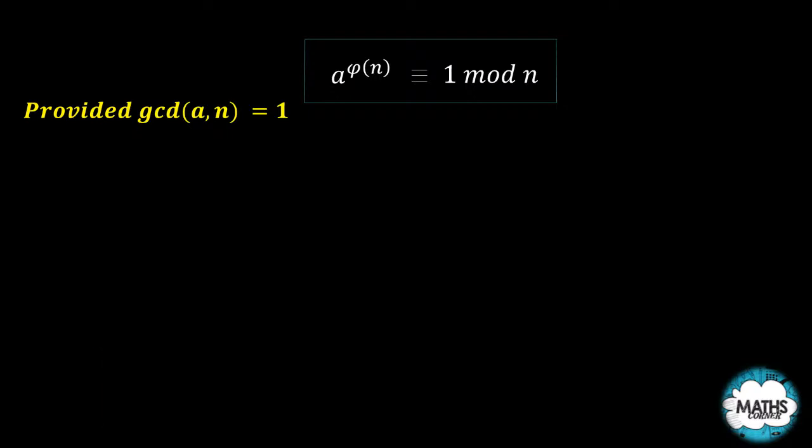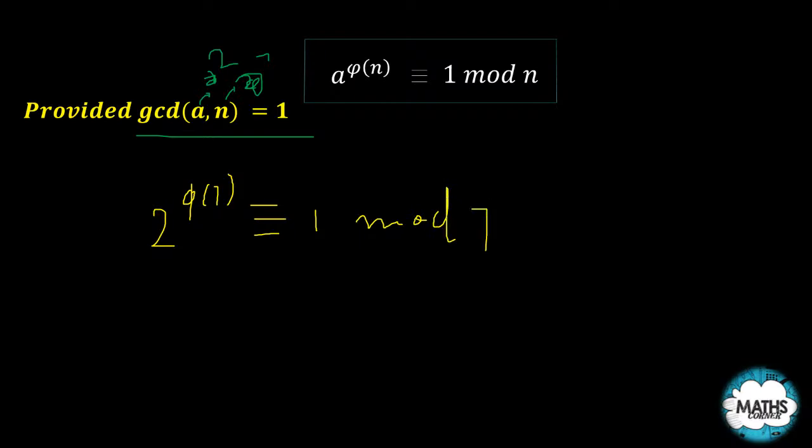Now it's a very good theorem that leads to some questions of modular arithmetic. Now let us try with an example. GCD of a comma n is 1. So let's say a is 2 and n is 7. So when I substitute the values there, a to the power phi of n becomes 2 to the power phi of 7, which is congruent to 1 mod 7. Now according to Euler's theorem, this should be true. Let's see if it's true or not.